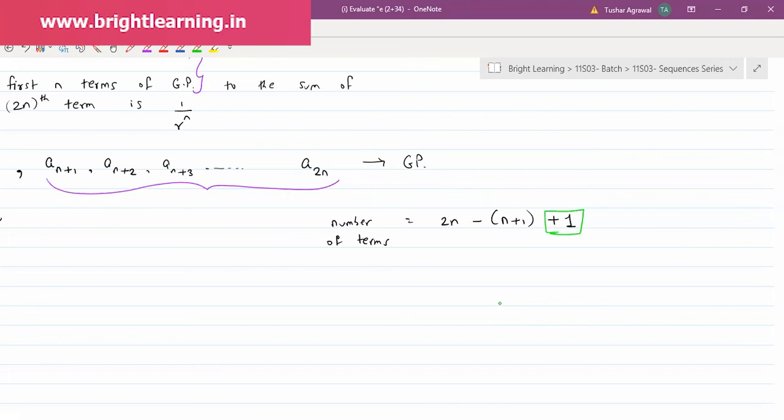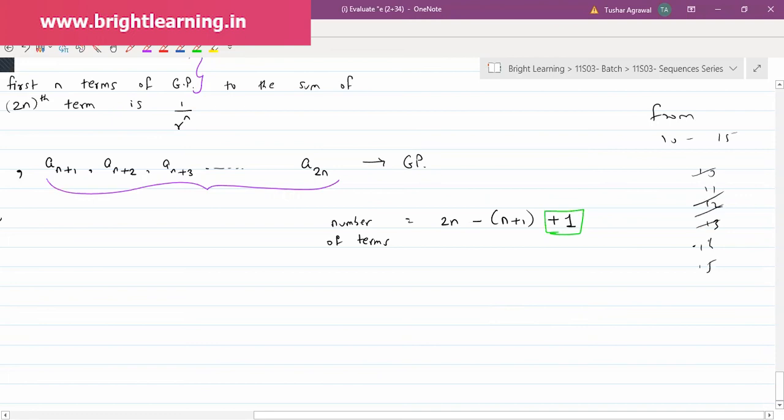Count on your fingers from 10 to 15: 10, 11, 12, 13, 14, 15. 1, 2, 3, 4, 5, 6. There are 6 numbers, not 5. So we do the subtraction and addition of 1. So from n plus 1th to 2nth, 2n minus n plus 1, addition 1. This turns out to be 2n minus n minus 1 plus 1, which is equal to n. So the number of terms is n only.